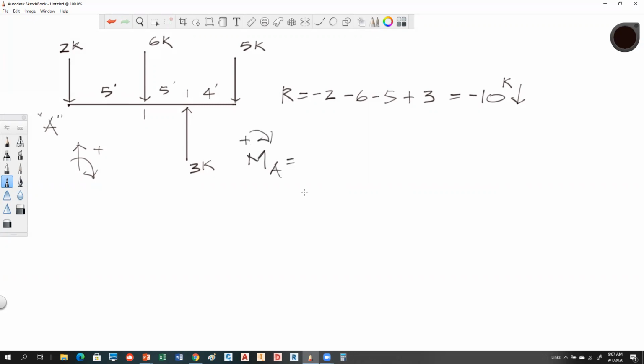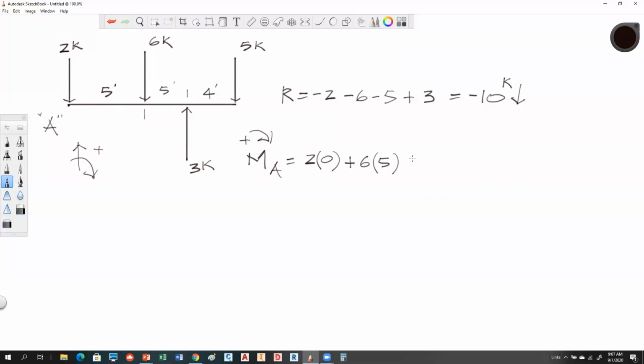So I'm going to say that the moment at point A on the original system is just going to be equal to each individual moment. So for this one, it's acting down, but it's causing a positive rotation, but there is no distance. So this one just disappears. So this one is going to be 5 times 6, and it's tending to turn it clockwise. So that is going to be a plus 6 kips times 5.